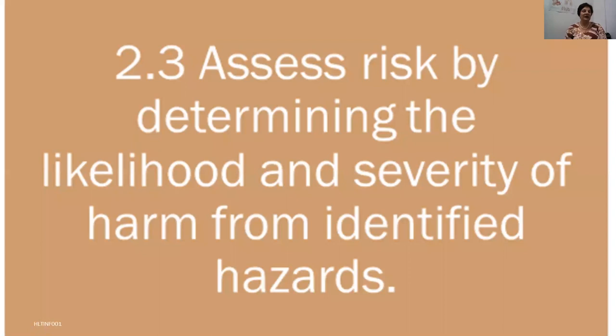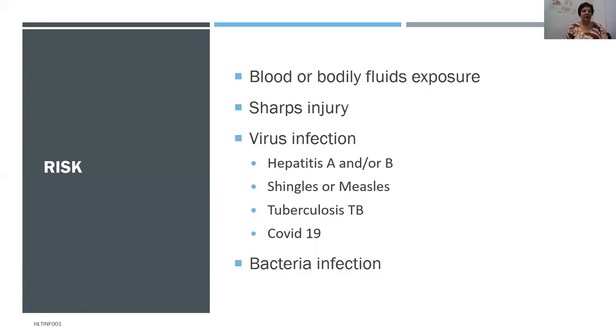So, assessing risks, determining the likelihood and the severity of harm. The risks are bodily fluids and fluid exposure, and sharps injuries. Sharps injuries are up there, one of the most common things happening to nurses. I've cut myself with a razor. Somebody didn't dispose of the razor properly. At the end of my shift I pulled the bin bag out with the pads in to take to the big bin, and there was a razor in there. I cut myself.